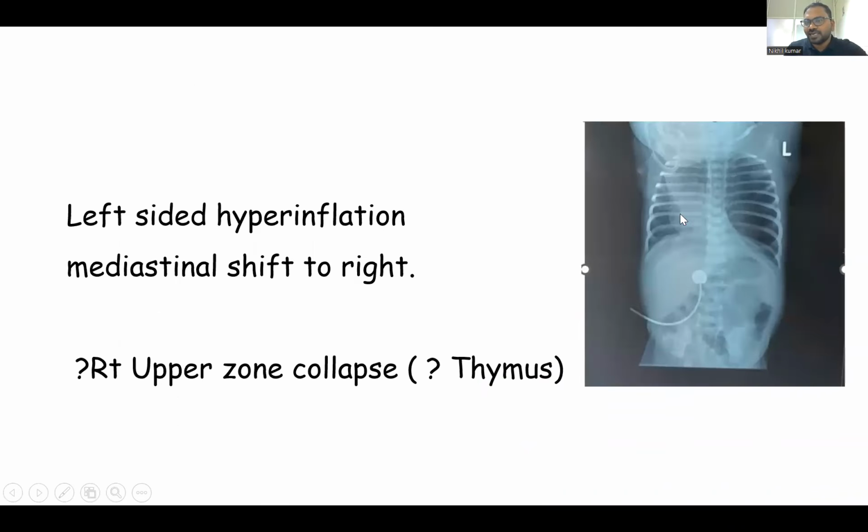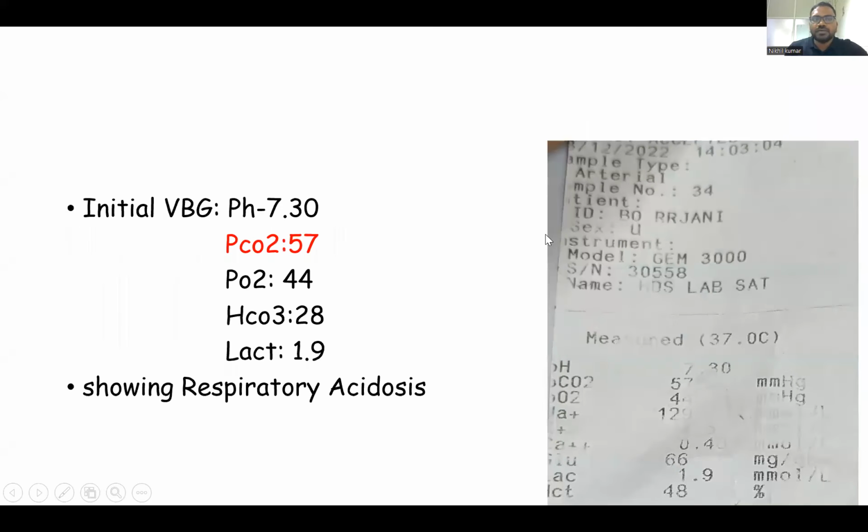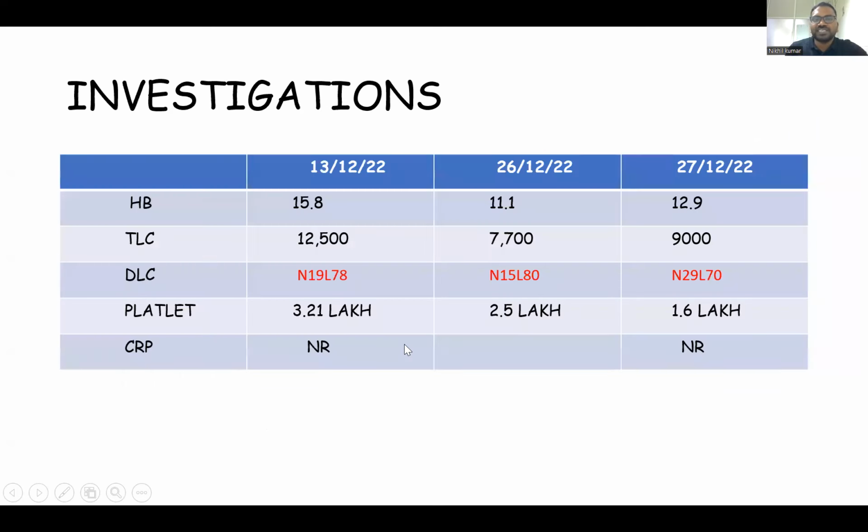The X-ray showed left-sided hyperinflation with mediastinal shift, and right upper zone collapse was also there, most possibly the thymus shadow. The initial blood gas showed mild respiratory acidosis, and investigation-wise only lymphocyte predominance was there. CRP was non-reactive at the time of admission.